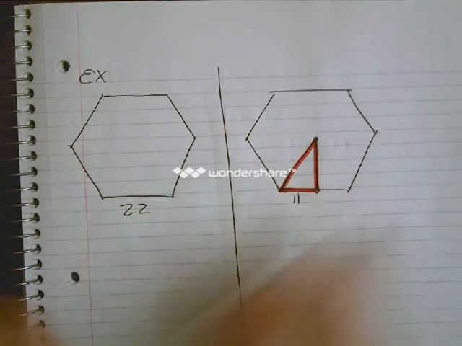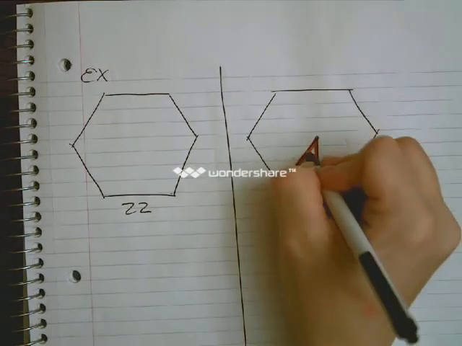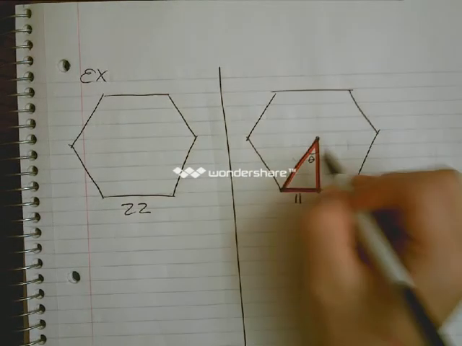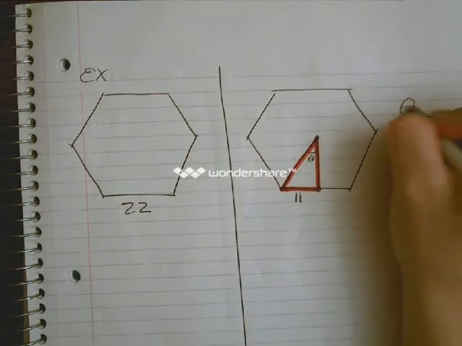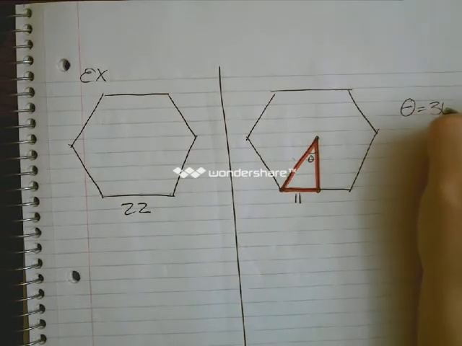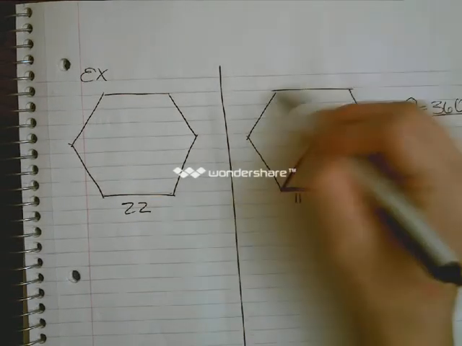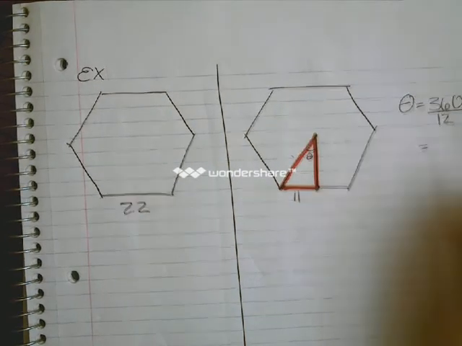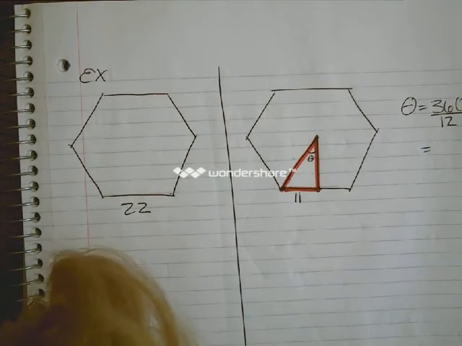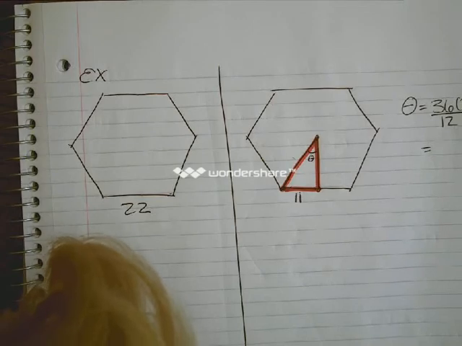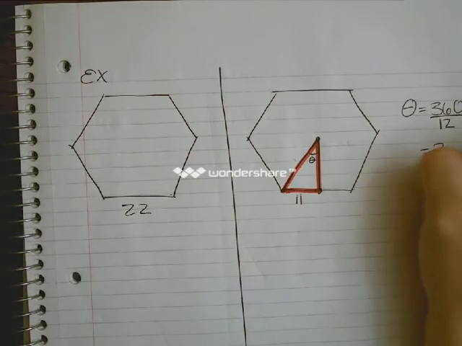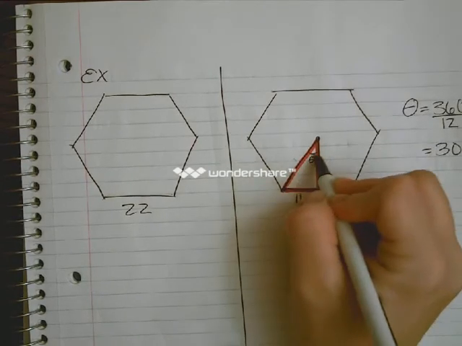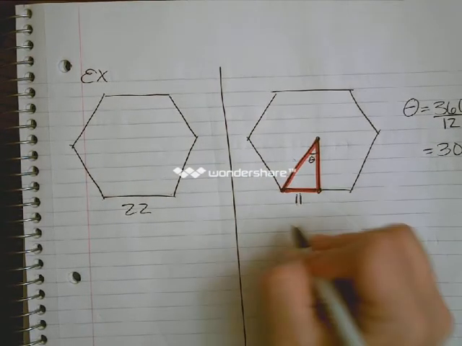Okay, remember step 2 was to find theta, right? In this case, theta equals 360 divided by, there's 6 sides, so I'm going to divide by 12. 360 divided by 12 is 30. So in this case, my angle is 30. That makes 11 the short side. And 11 is the short side.